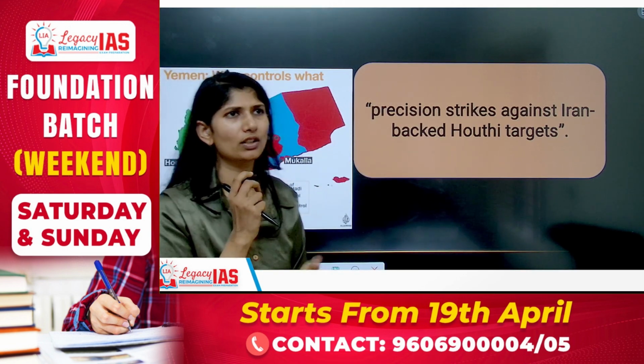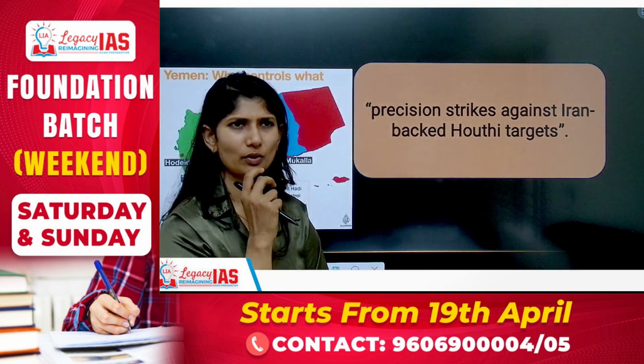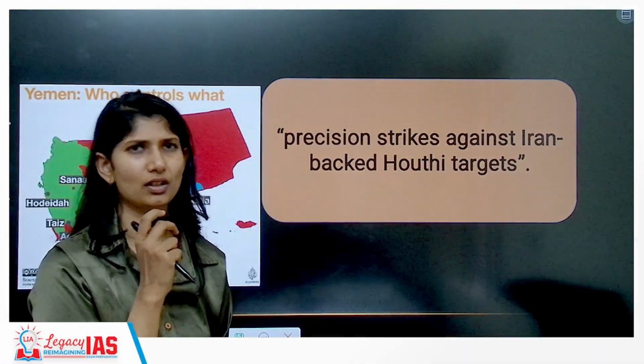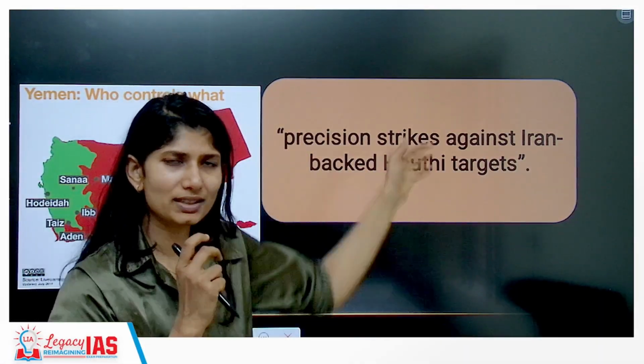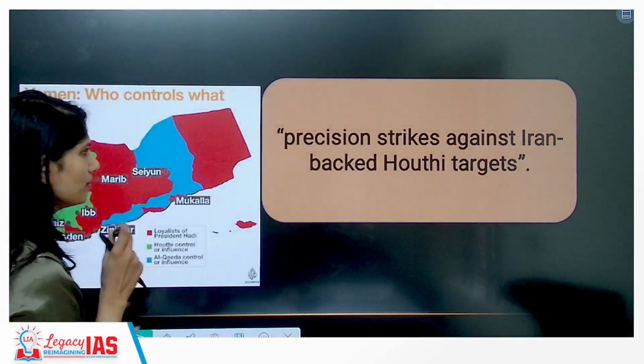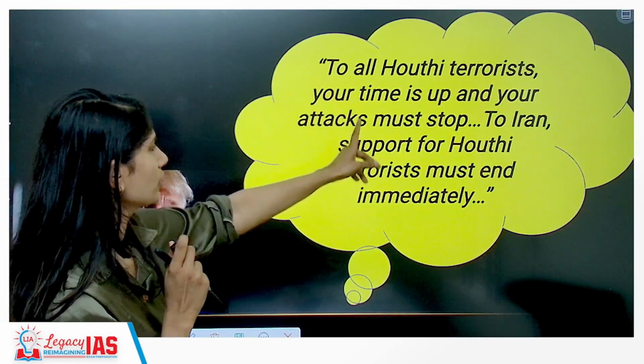If you see all of Trump's policies presently, your tariffs, trade war, etc., whatever is happening now, it was not new. It was there in the first term of US President Donald Trump. But this is fresh in the second term. Why? For one main thing they did. Look at this. To all Houthi terrorists, your time is up and your attacks must stop.